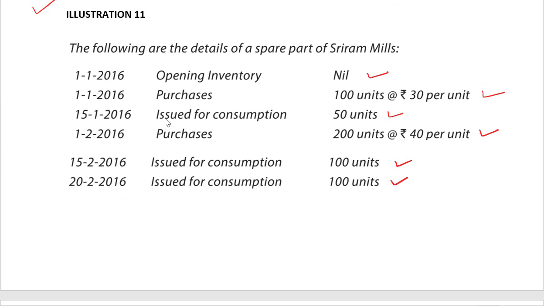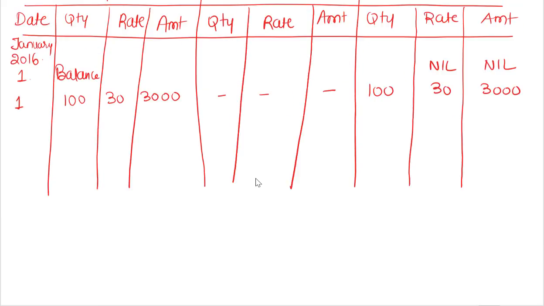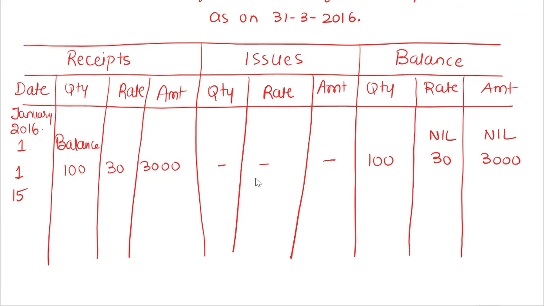Now, issue for 15 January, issue for consumption 50 units. The rate would be 30, amount 1500. So from 100 we got 50. The balance is 50, 30, 1500. If you understood, it's good. I believe it is fine till 15 January.